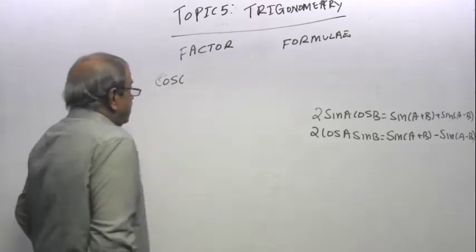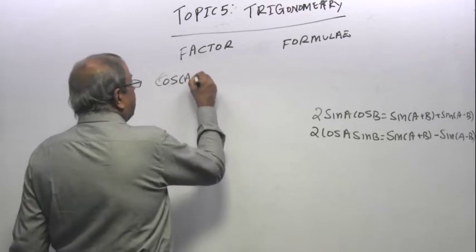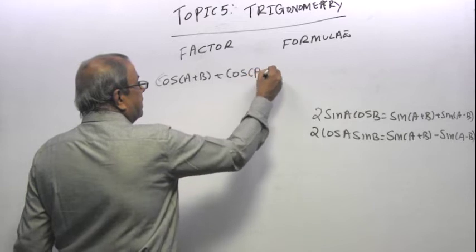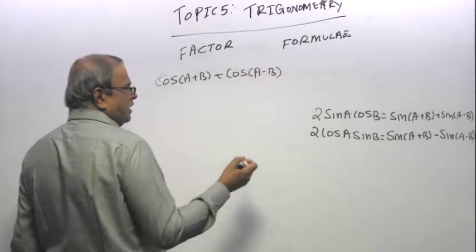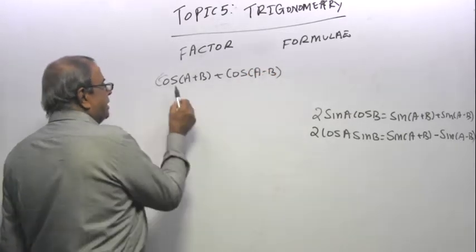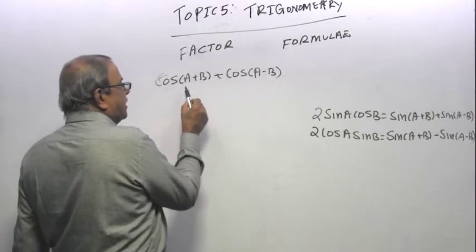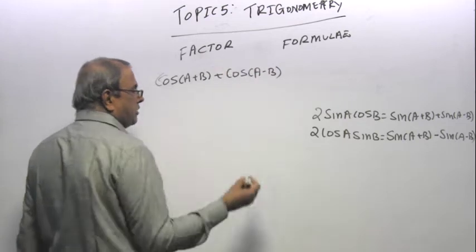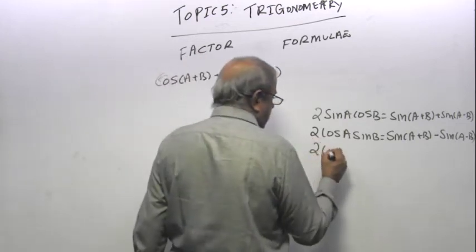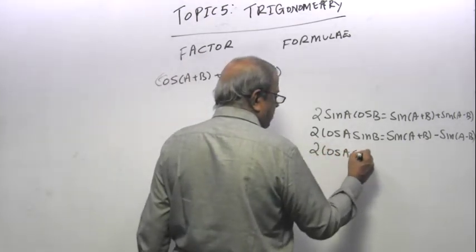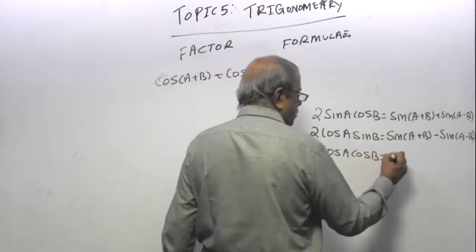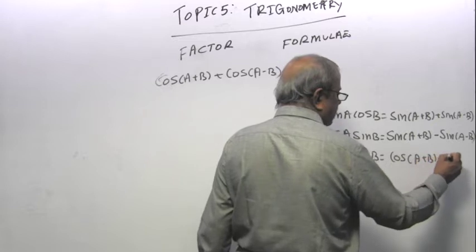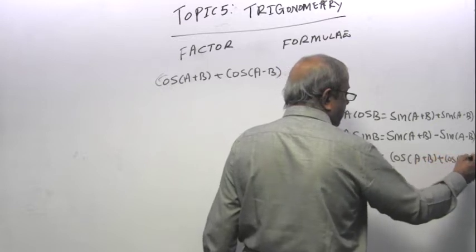Welcome. So cos of A plus B plus cos of A minus B. You could figure this out yourself. This is cos A cos B minus sin A sin B plus cos A cos B plus sin A sin B. The sin A sin B terms cancel. So I can say 2 cos A cos B equals cos of A plus B plus cos of A minus B.